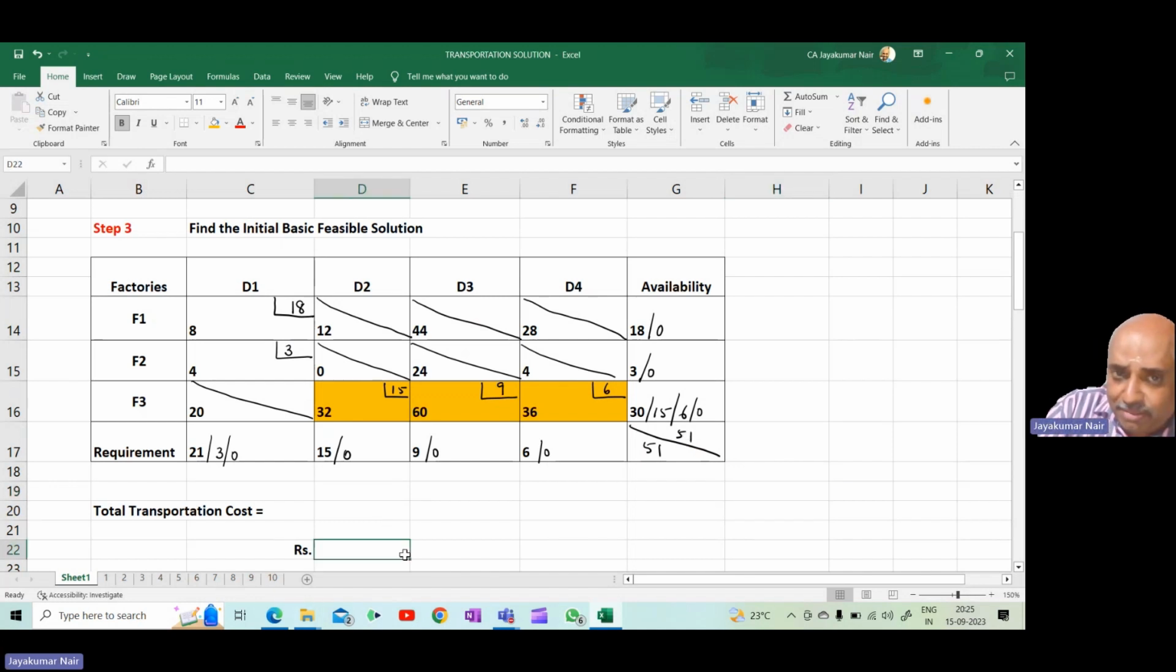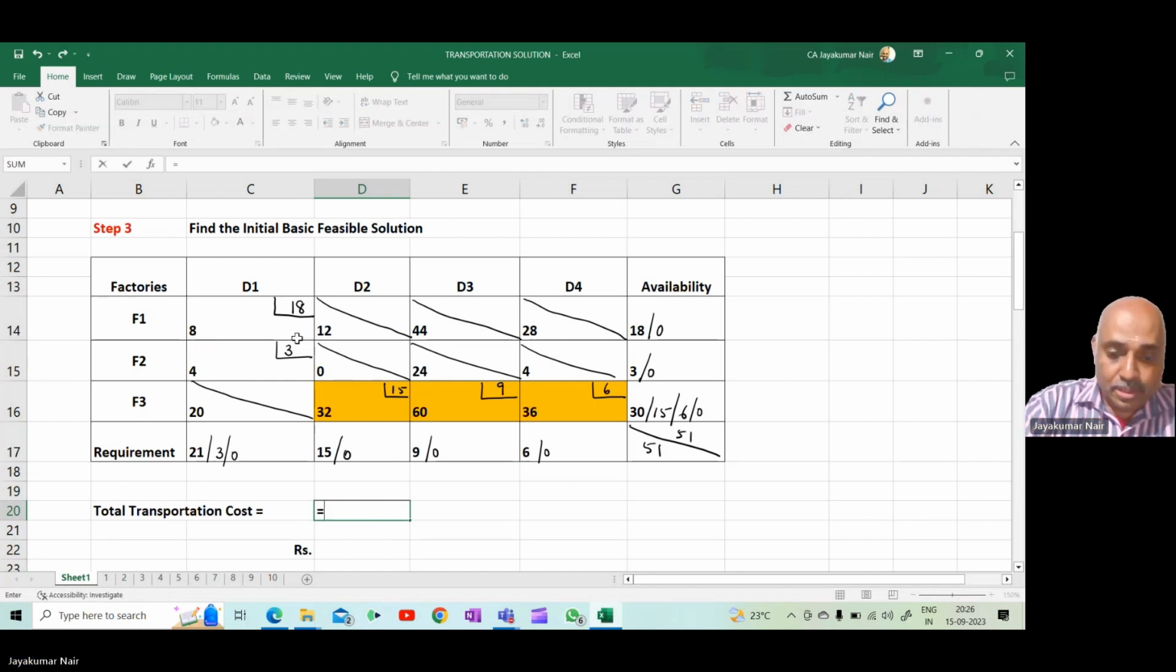Okay, so what method have we used? We have used the northwest corner rule method to find out the initial basic feasible solution. If you want to know the total transportation cost, how do you find it? 18 units you're transporting to destination D1 from factory 1. Therefore, the transportation cost per unit is 8. So 8 into how many units you're transporting?